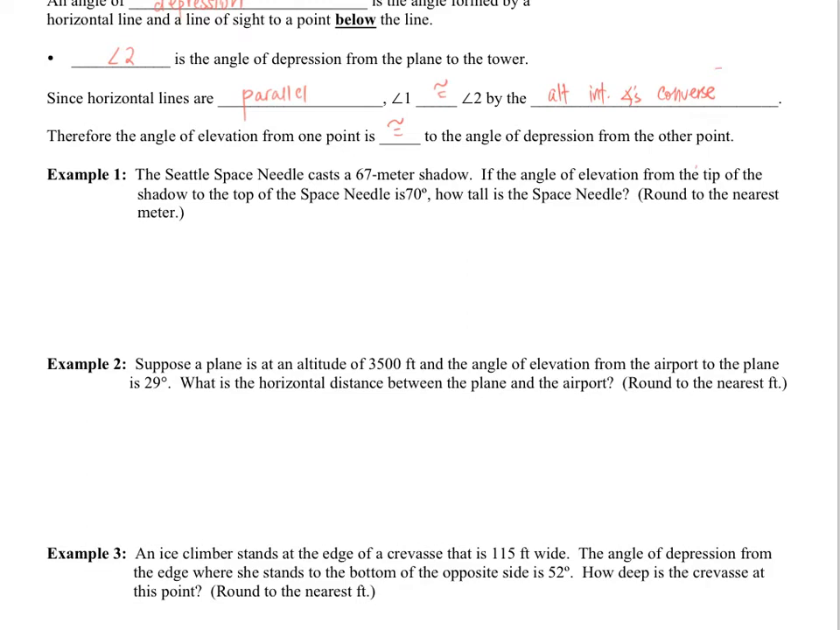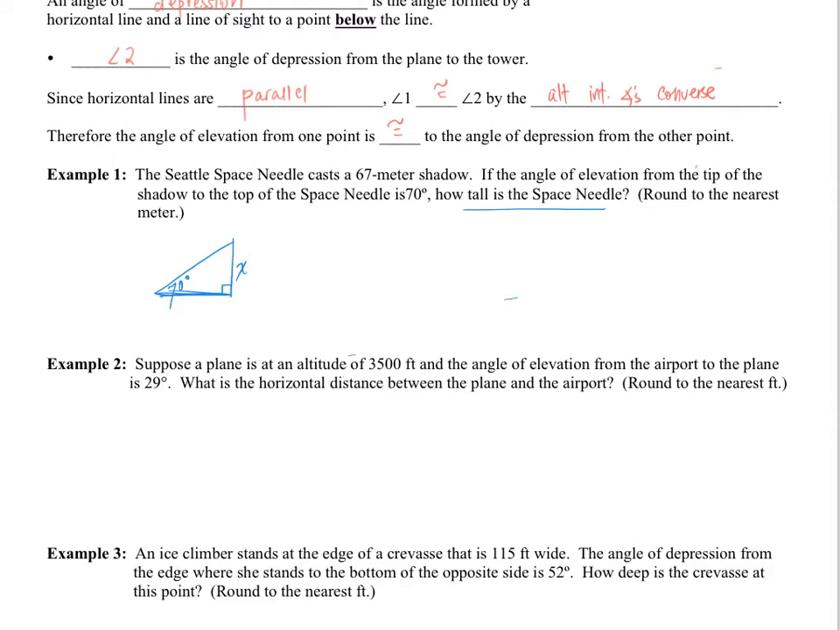Example 1. The Seattle Space Needle casts a 67-meter shadow. If the angle of elevation from the tip of the shadow to the top of the Space Needle is 70 degrees, so this is a Space Needle, and it casts a shadow, so this would be the shadow here. So, angle of elevation of 70 degrees. How tall is the Space Needle rounded to the nearest meter? So we need to find out what this is.